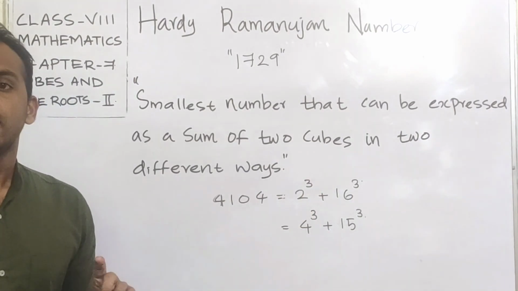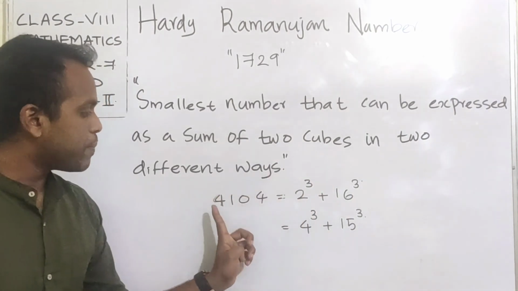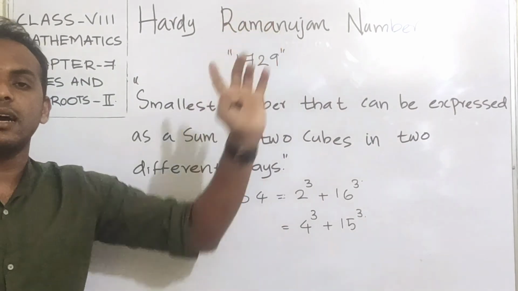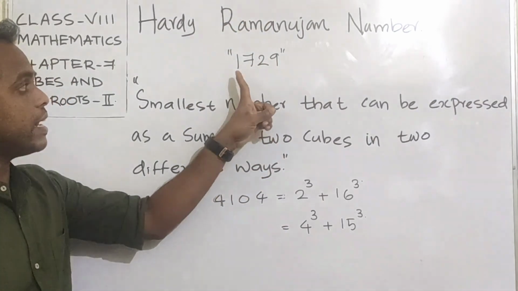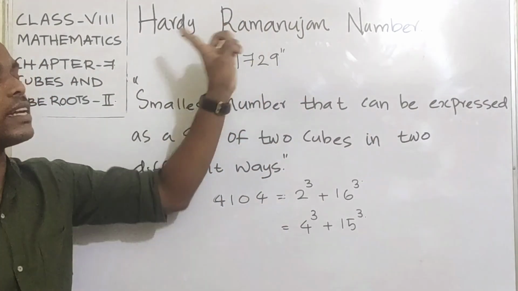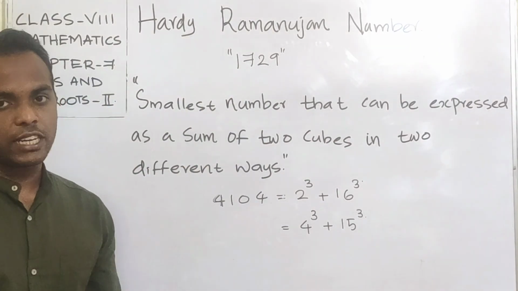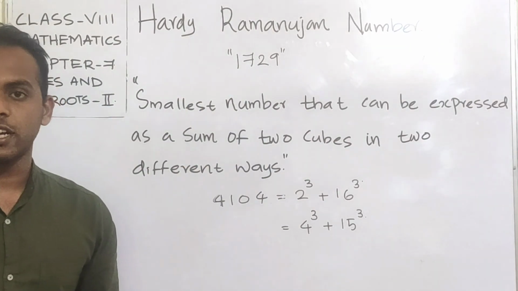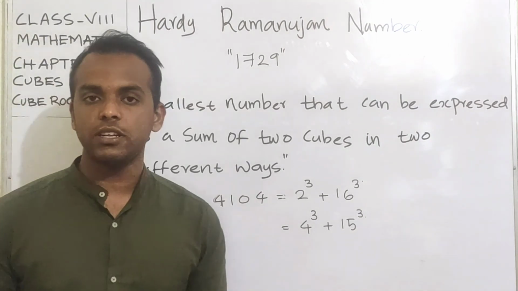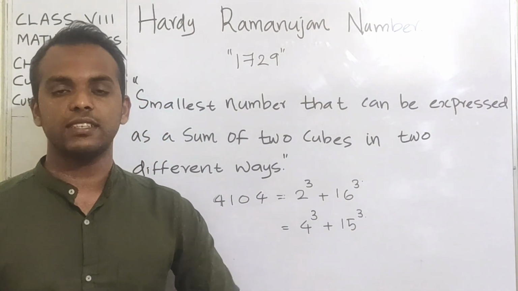That is the concept. Such numbers are called Hardy-Ramanujan numbers, or specifically this number, 1729, is called the Hardy-Ramanujan number. This is just additional information, nothing much important, but as a mathematics student you should know all these kinds of things. That is it.